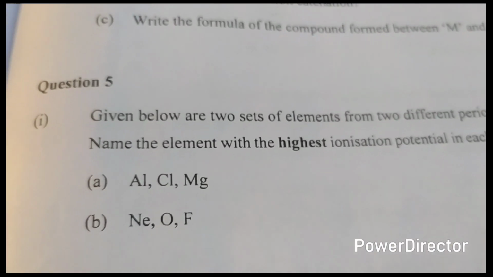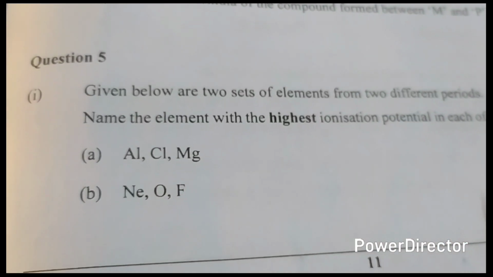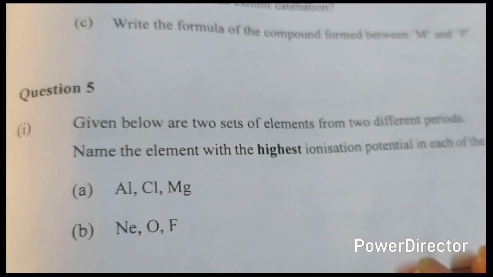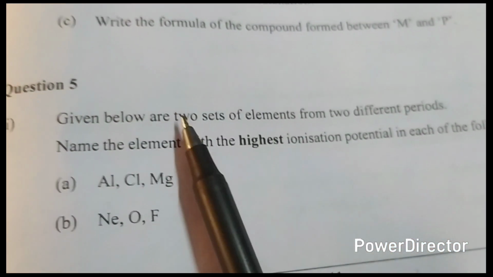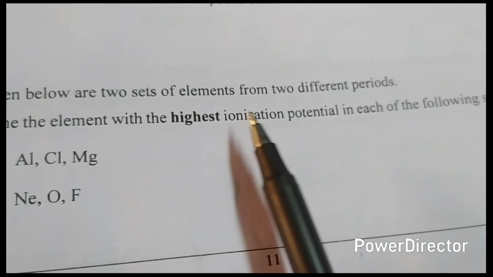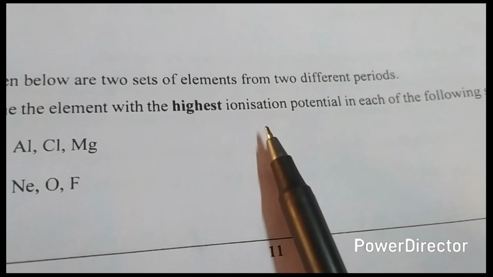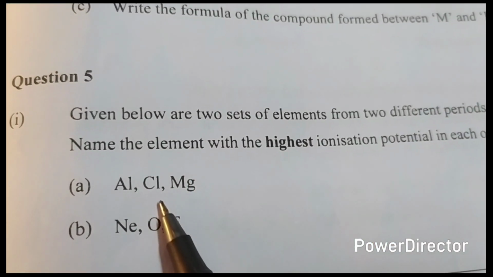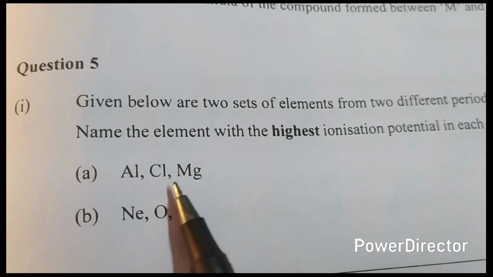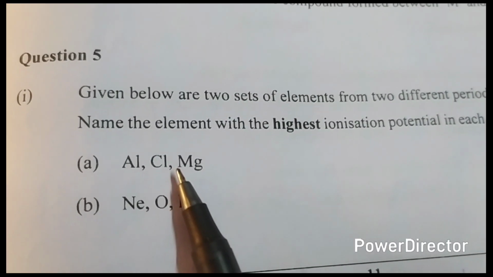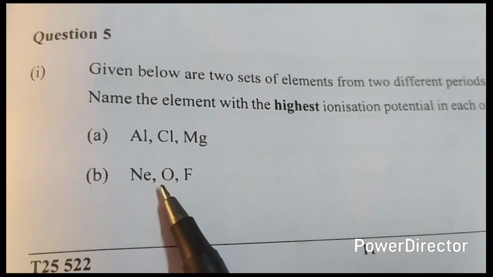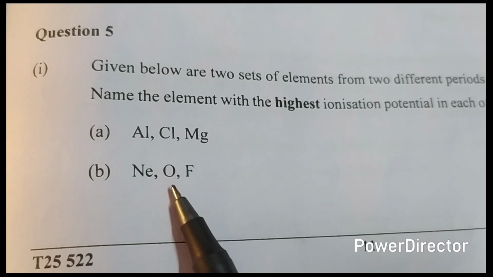Dear students, in this video we will discuss question number 5 and 6 of ICSE 2025 chemistry paper. Question number 5: here are given two sets of elements. You have to find the element with highest IP. So in the first case the answer will be chlorine because it contains maximum valence electrons, and in case of B the answer will be neon.